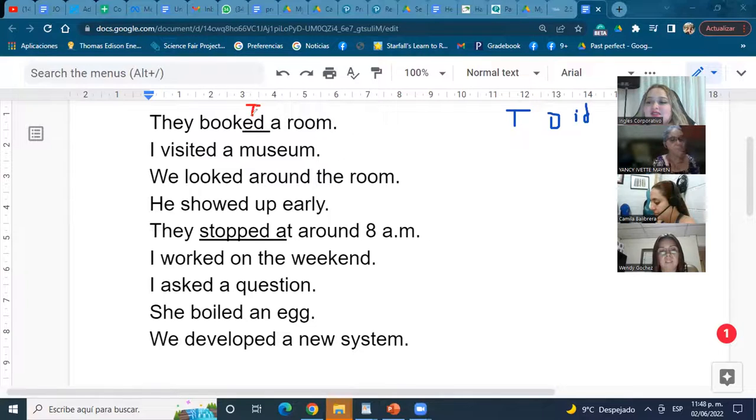Pronounced T, no ID, because the ED is only ID for those that end in T or D in their base form. In past, they all end in D. In their base form, okay. So this is booked, very good. How do you pronounce the past of visit? Visited. Terminante. We have to add the extra syllable. So this is gonna be, o sea, esto no se pronuncia nunca, acuérdense. Okay, this is gonna be visited. ID.